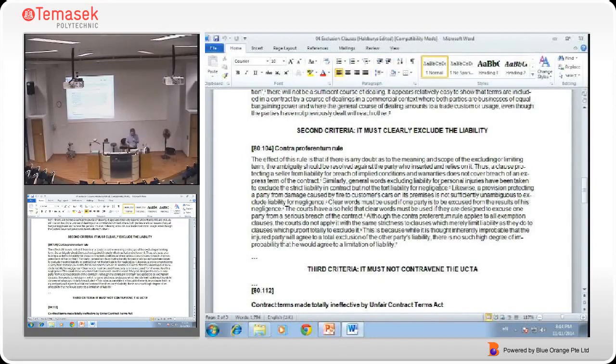Okay, it says there, the ambiguity should be resolved against the party who inserted and relies on it. So if a clause is capable of two meanings, that means it's ambiguous, it has two possible meanings, then the meaning that is against the person who drafted it will be used. Okay, so this is a very interesting rule. Contra preferentum. If you draft it and it's not clear, then you suffer. Because you drafted it, and you are relying on it, then you must make sure that it's very, very clear.